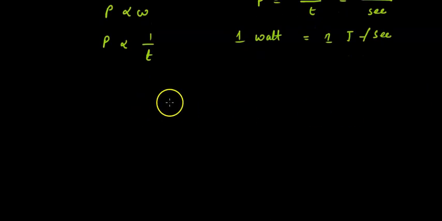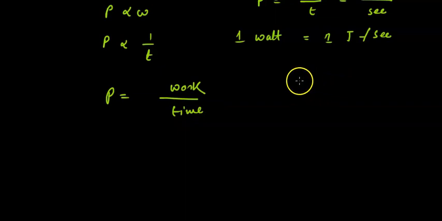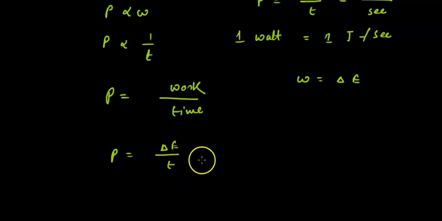Let's talk about power in terms of energy. Power is equal to work upon time. And we know from the work energy theorem that work is nothing but change in energy. When we do work, the energy changes. So instead of writing work, we can write power is change in energy upon time.